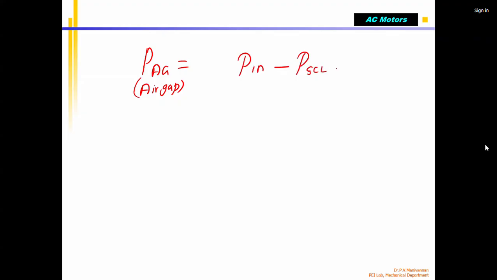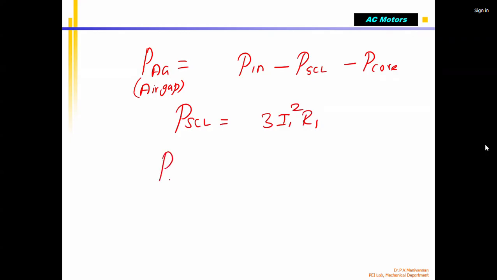PSCL minus P core. Okay, PSCL equal to 3 into I1 square into R1. R1 is the stator resistance. I1 is the current flowing inside the stator. 3 is a constant. You can compute like this.